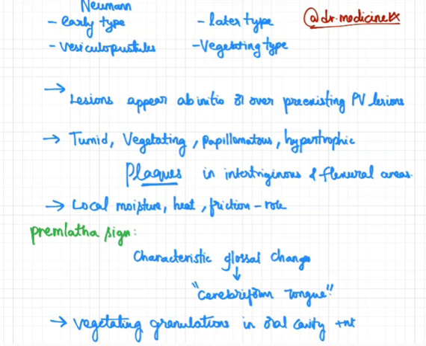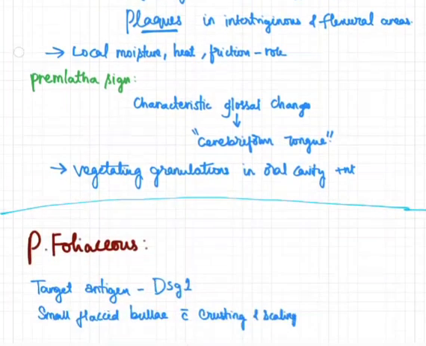The primary lesion that we encounter is a plaque, which is seen in the intertriginous and flexural areas. And because there is local moisture and heat and friction in the intertriginous areas, these lesions can be recurring or recalcitrant to treatment. Another important sign associated with Pemphigus vegetans is the Premlata sign, where there are characteristic changes on the tongue, leading to a cerebriform tongue. And there can also be vegetating granulations in the oral cavity.